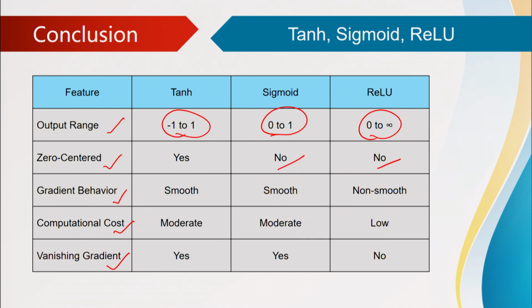With respect to the gradient behavior, there is a smooth transition in the case of tanh and sigmoid and it is non-smooth in the case of the ReLU function. With respect to the computational cost, tanh and sigmoid are moderately high, whereas ReLU has a very, very low computational cost. Moving on to the vanishing gradient problem, in sigmoid and tanh the vanishing gradient problem exists, but it is a little bit less of a concern with the ReLU function.